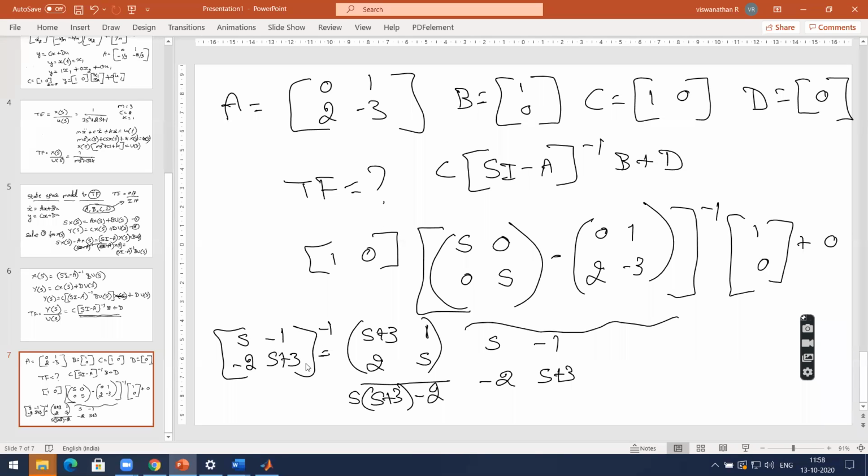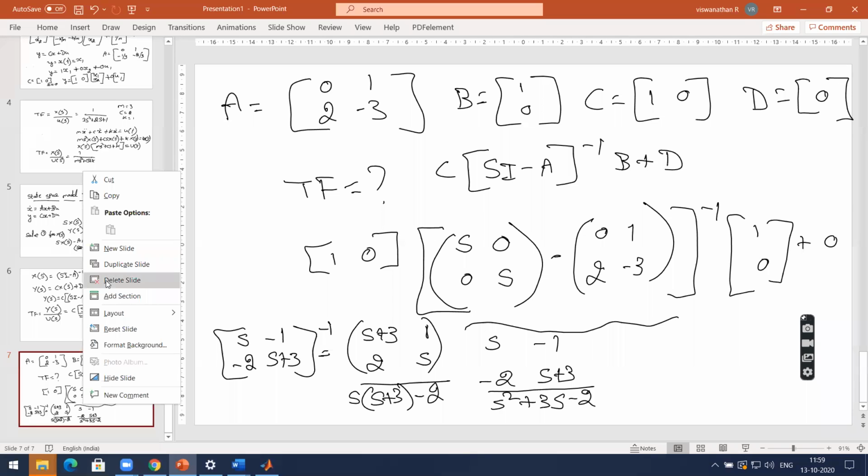This is a shortcut of taking the inverse. Just change the position of these diagonal elements: S plus 3, put S here, and change the sign of the other diagonal, 2 and 1. So what you get is divided by S into S plus 3 minus 2, that is, S square plus 3s minus 2.